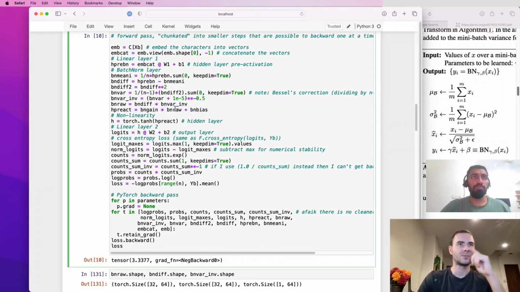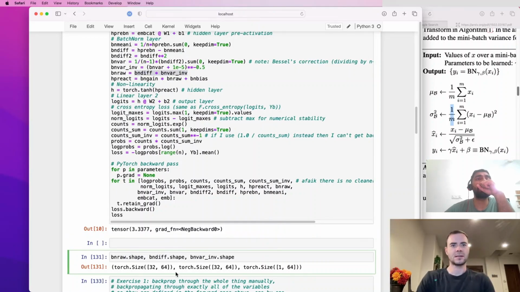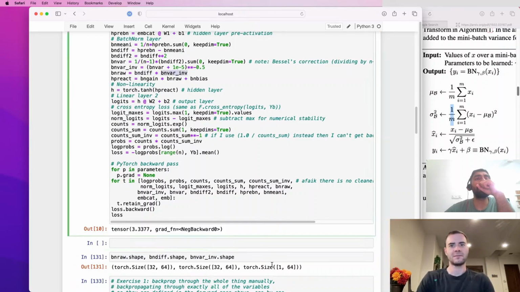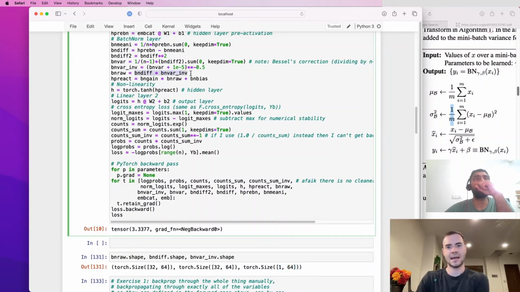So now what we want to do is we are here and we have Bn raw, and we have to first backpropagate into Bn diff and Bn var inv. So now we're here and we have d Bn raw, and we need to backpropagate through this line. Now I've written out the shapes here, and indeed Bn var inv is a shape 1 by 64, so there is a broadcasting happening here that we have to be careful with. But it is just an element-wise simple multiplication. By now we should be pretty comfortable with that.